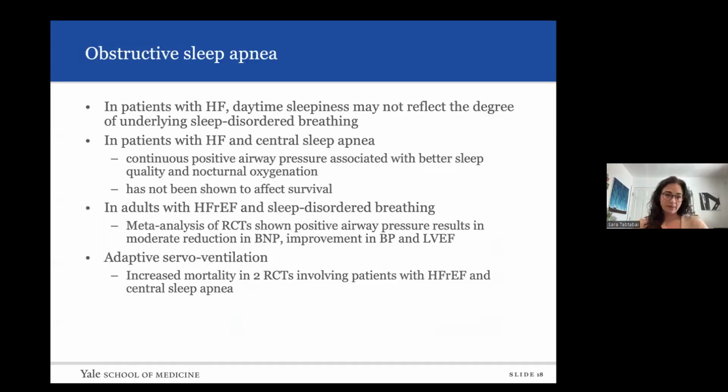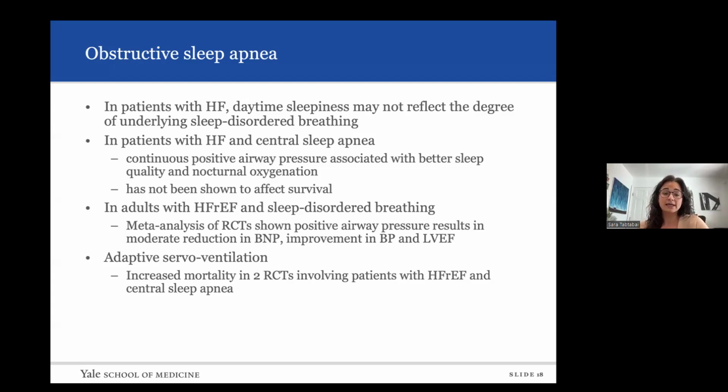So obstructive sleep apnea, we'll briefly go over this as well. In patients with heart failure, you always want to think about obstructive sleep apnea as being a possible comorbidity. Daytime sleepiness, which is something that we often think about in many of our medicine patients as being a trigger for thinking about screening for obstructive sleep apnea, may not reflect the degree of underlying sleep disordered breathing in heart failure patients.